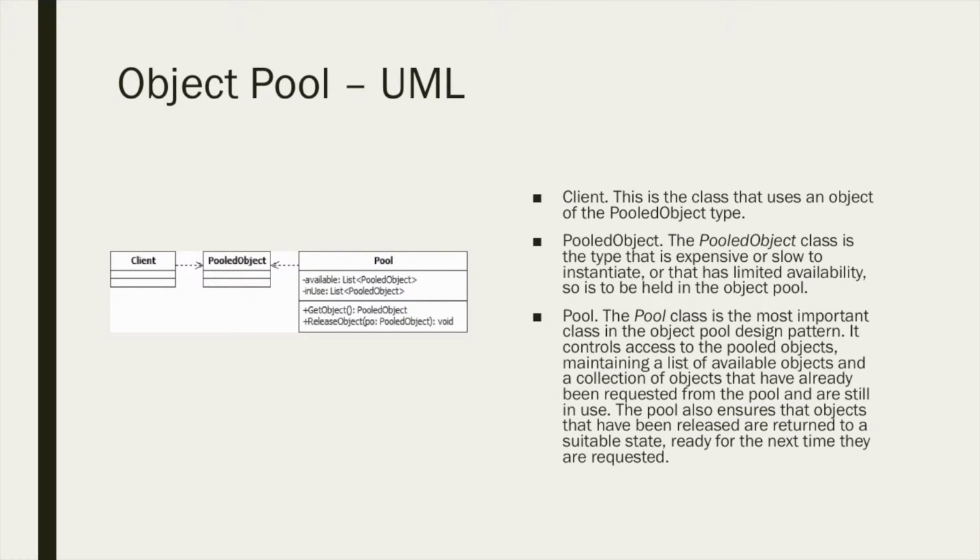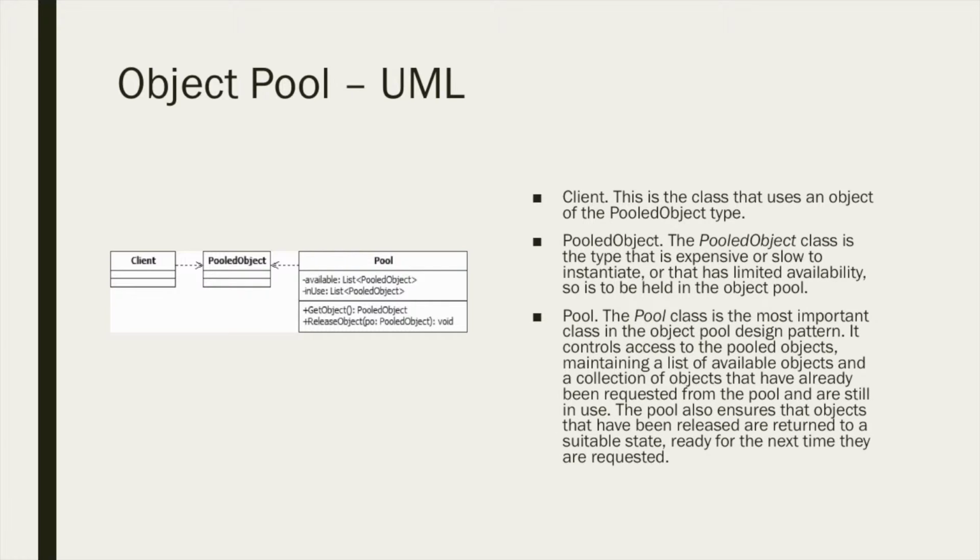Here's an example of the UML diagram. The client is pointing to the pooled object, and the pool is pointing to the pooled object. The pooled object class is the type that is expensive or slow to instantiate, or that has limited availability, so it is to be held in the object pool.